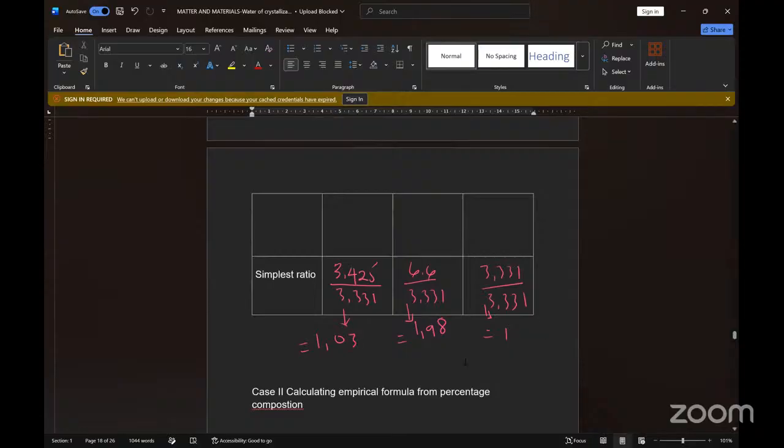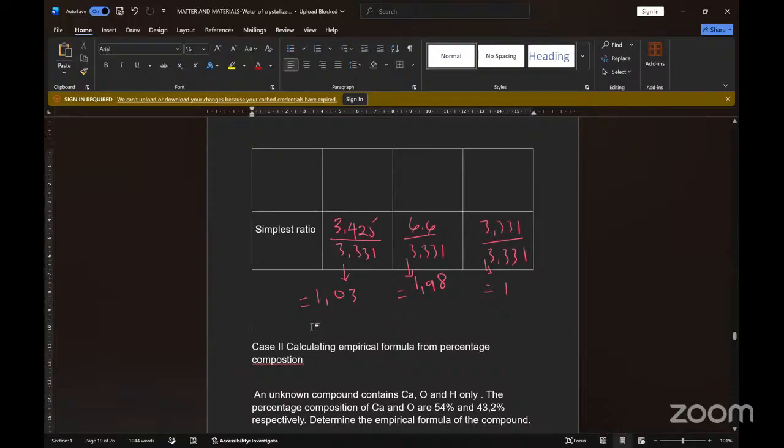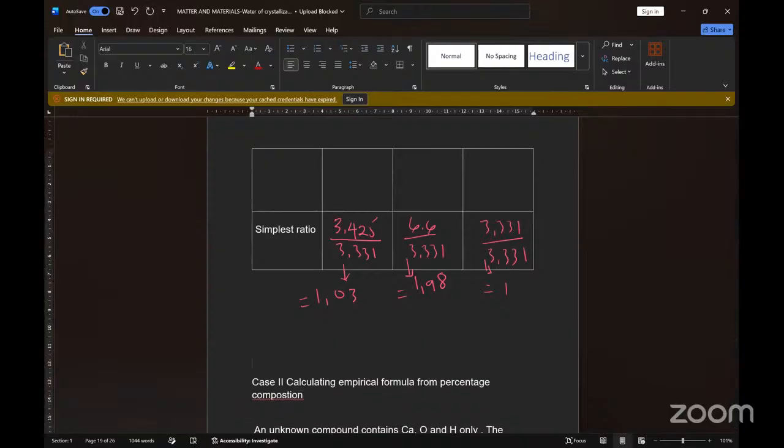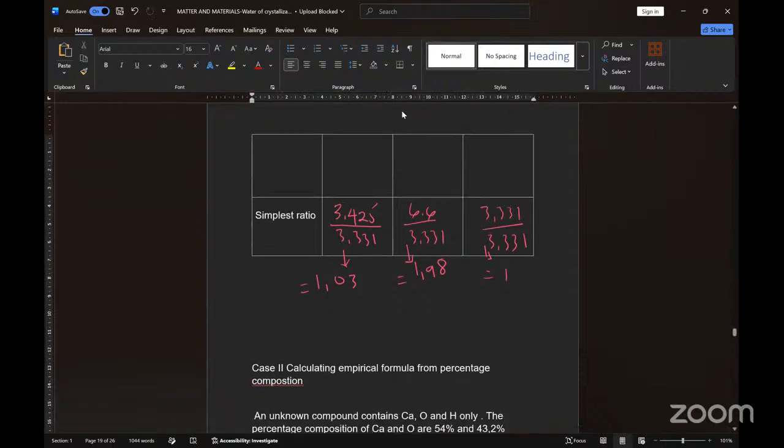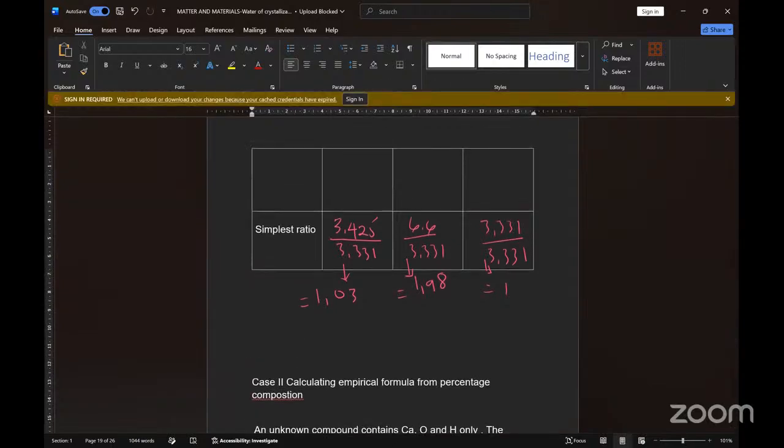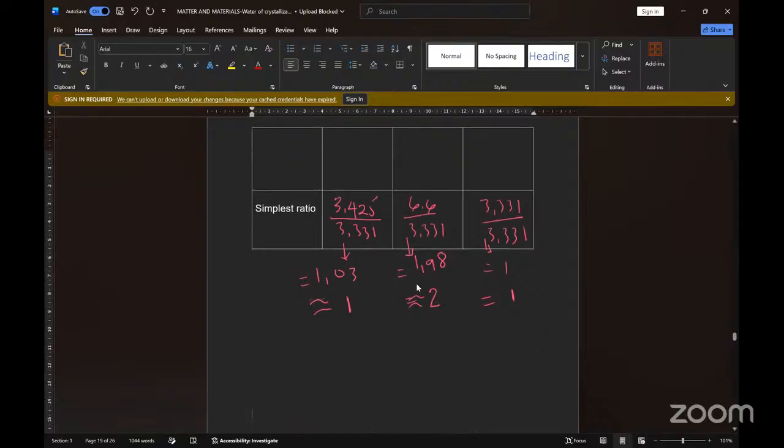Okay. So now, if you remember Dalton's atomic theory, we say atoms are indivisible, so we cannot have fractions. We have to convert them to the nearest value. So your 1.03 is approximately 1. Then 1.98 is approximately 2. And then obviously this is 1. So your empirical formula is going to be, we go back, we have CHO.